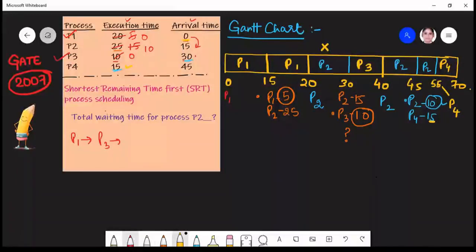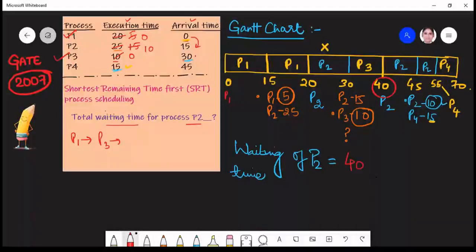Now let's see the question. What we need to find out is the total waiting time of process P2. So let's find it out. The waiting time of P2: if you can see from here, P2 completed, and P2 waited for 40 milliseconds, from here to here.